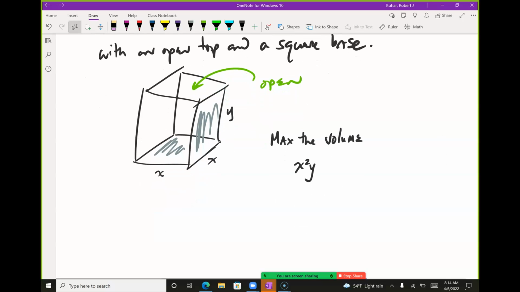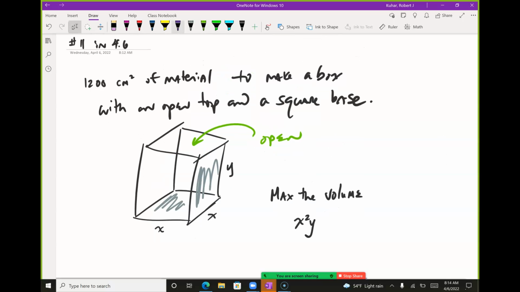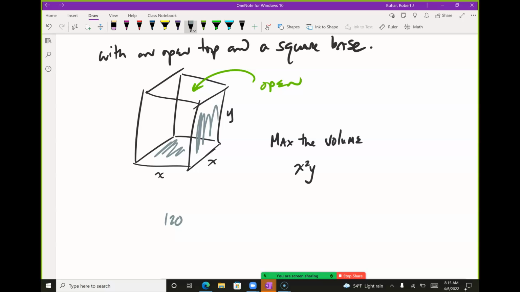But clearly we're talking about surface area. So that's our surface area, and it's just a bunch of areas of rectangles added up. Hopefully you see there's one square piece, and then 1, 2, 3, 4 rectangles. So I know my 1200 centimeters squared is going to be x squared, one square, plus 4xy, because there's 4 of those rectangle panels that build the side.